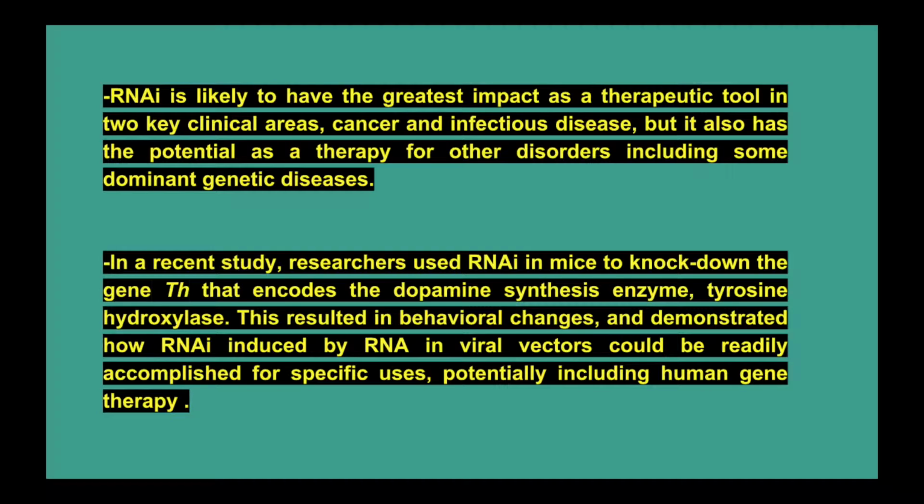RNAi is likely to have the greatest impact as a therapeutic tool in 2 key clinical areas. These areas are cancer and infectious disease. But RNAi also has the potential to be a therapy for other disorders like dominant genetic disorders. In a recent study using mice, researchers used RNAi to knock down the gene TH, which encodes the dopamine synthesis enzyme tyrosine hydroxylase, which is important for normal functioning of the nervous system. By knocking this gene down, it resulted in behavioral changes and demonstrated how RNAi induced by RNA in viral vectors could be readily accomplished for specific uses, potentially including human gene therapy.